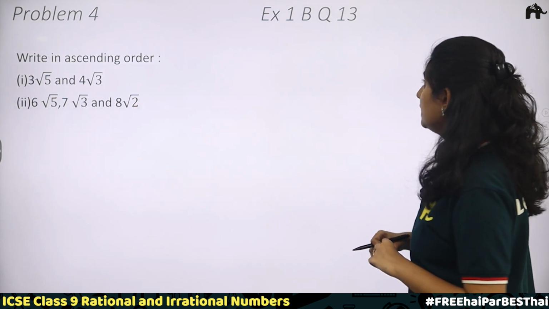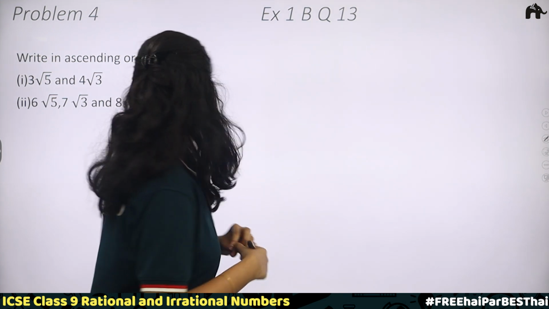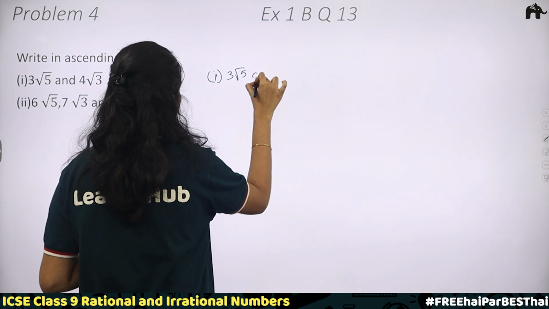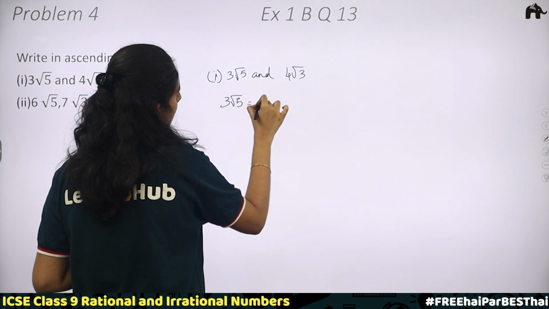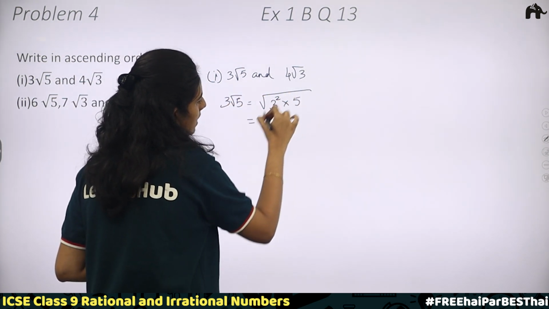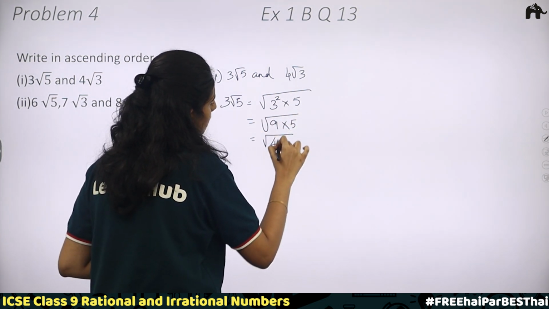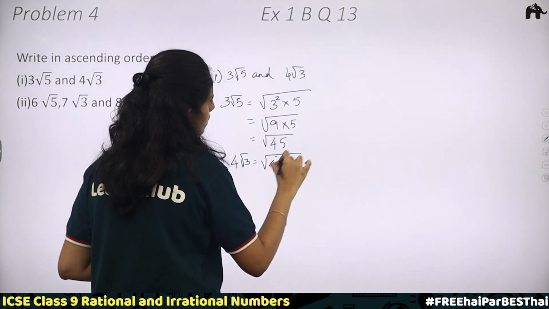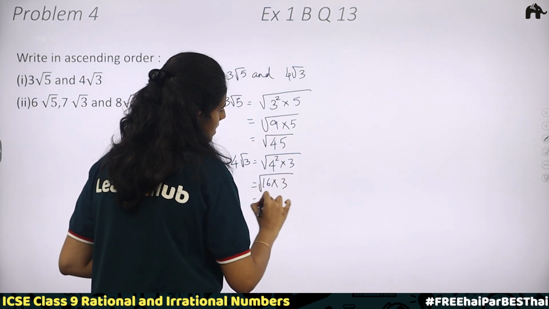Problem number 4, question 13 of exercise 1B. Write in ascending order, first one, 3√5 and 4√3. 3√5 can be written, taking 3 inside, as √(3² × 5). 3² is 9, 9 into 5 is equal to √45. The second one, 4√3 is equal to √(4² × 3), which is equal to √(16 × 3), that is √48.